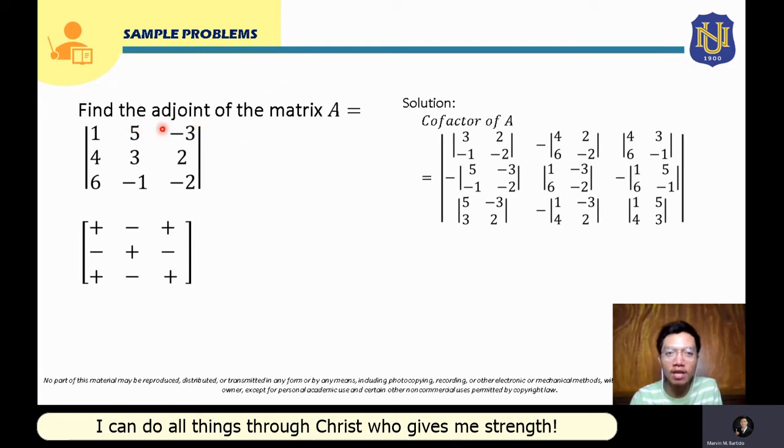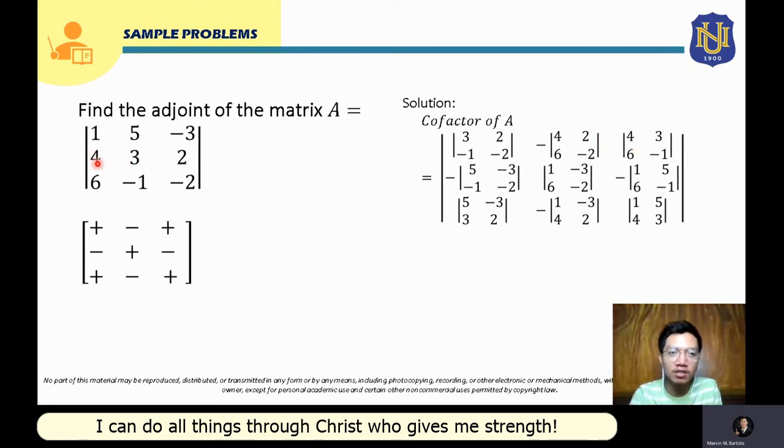Now for our third element, we just have to delete the corresponding row and column here, and solve for the determinant of this. So this will be 4, 6, 3, and -1. So this will be that matrix. So we just have to solve for its determinant and multiply it to its sign convention, which is positive. So this will now be the cofactor of that element.